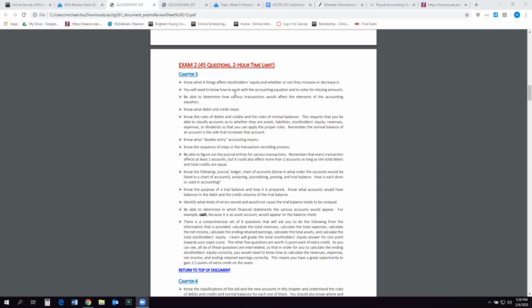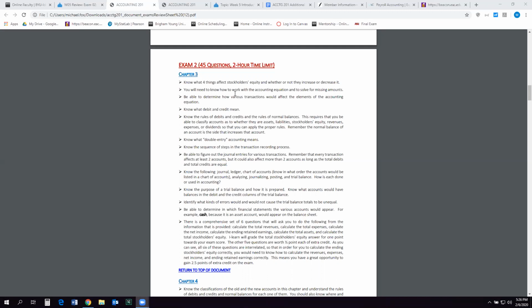Number 2, you will need to know how to work with the accounting equation and solve for missing amounts. Remember, the accounting equation is assets equal liabilities plus equity, and then equity equals the things I just said. It equals common stock plus revenue minus expenses minus dividends. And so you'll have to be able to, if it gives you the assets and the common stock, solve for liabilities.